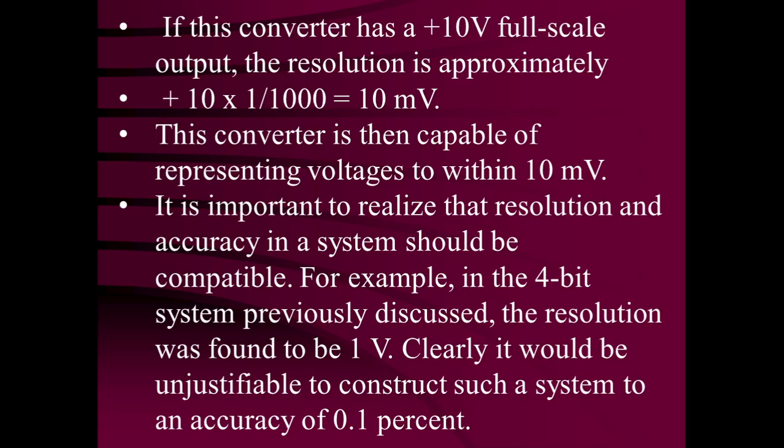So, it indicates that if the digital signal is incremented by 1, the output is going to change by only a maximum of 10 millivolt, plus or minus. So, it will not give more than a 10 millivolt increment in the output voltage, and that shows that the resolution is now finer. This converter is then capable of representing voltages to within 10 millivolt.